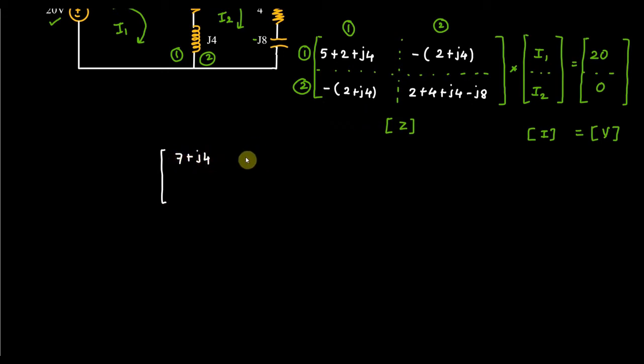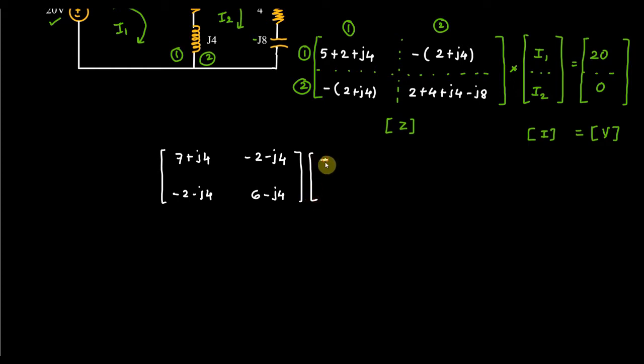After that, if you rearrange or solve the matrices, it will be 7 plus J4. I will open the bracket: minus 2 minus J4. This will be minus 2 minus J4. So this will be 6 plus J4 minus J8, so this will be minus J4. Right? This will be 6 minus J4.